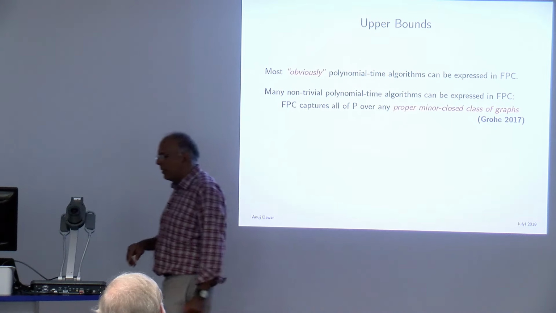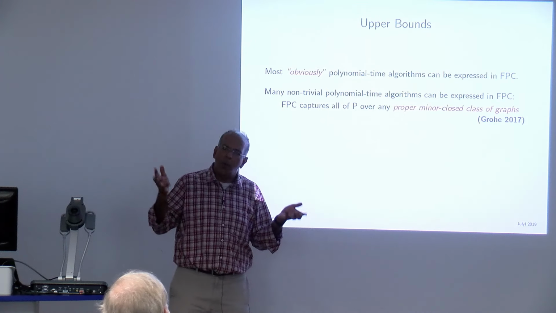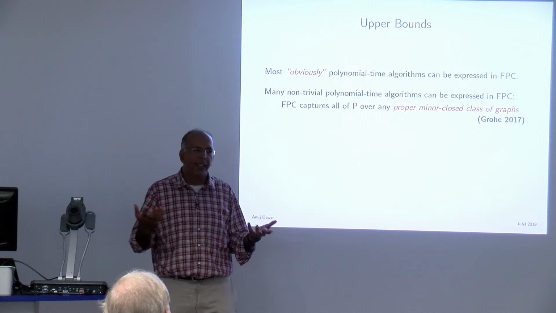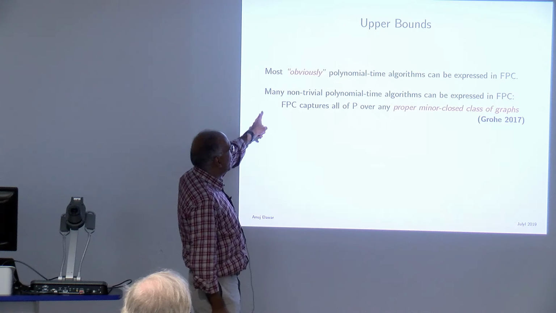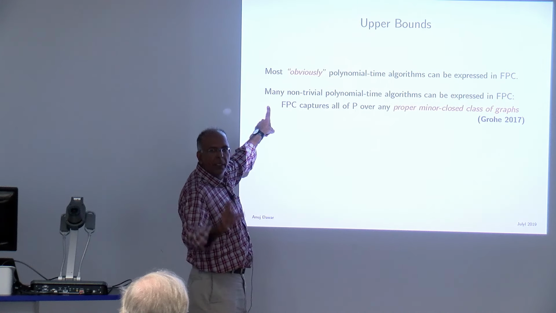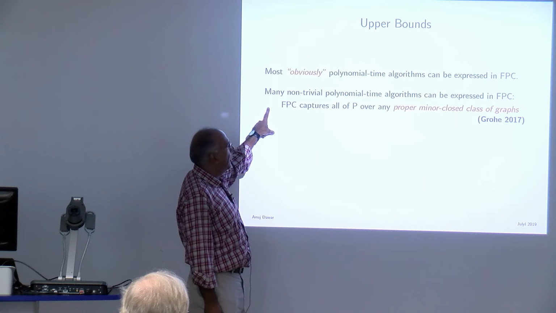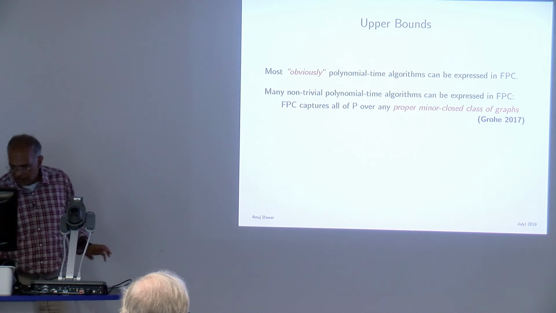Grohe's result really reconstructs a whole, already monumental bit of work, Robertson and Seymour's graph minor project, in the context of FPC. The proof of this theorem is published in a 500-page book by Martin Grohe. As I said, it's quite an achievement.